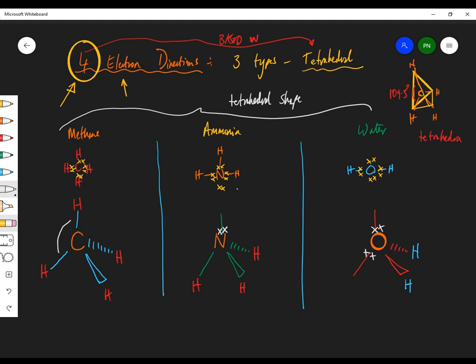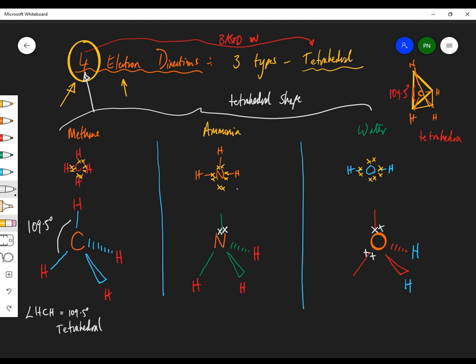Let's look at this. Well, methane is easy, isn't it? This is just 109.5. They're all 109, and we'd say the HCH bond angle is 109.5 degrees. And this one is the true tetrahedral, isn't it? So methane is a tetrahedrally shaped molecule. Why? Because it has 4 electron directions. Simple as that.